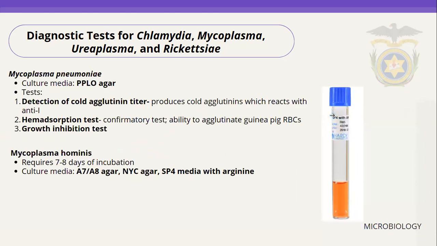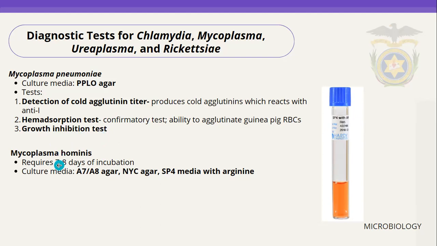So let's have the diagnostic test for each organism. First, we have Mycoplasma pneumoniae. For the culture media, we have the PPLO agar, and PPLO here means pleuropneumonia-like organism agar. For the tests, we have the detection of cold agglutinin titer, as it produces cold agglutinins which react with anti-I. And we have the hemadsorption test, which can be used as the confirmatory test, and this test detects the ability to agglutinate guinea pig RBCs. And our last test is the growth inhibition test.